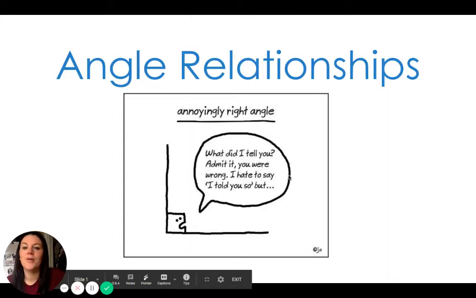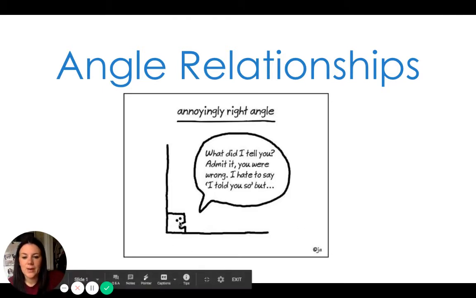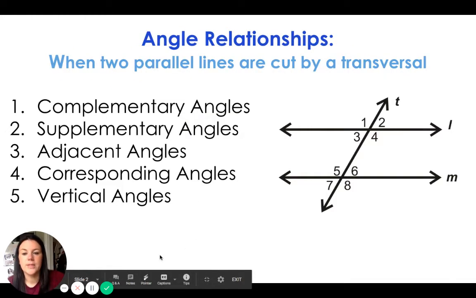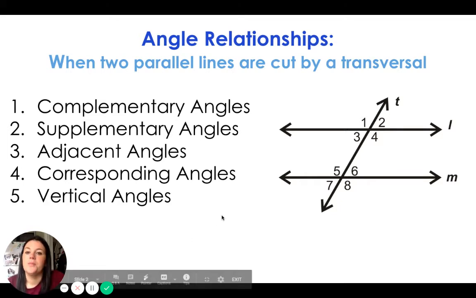Okay, so angle relationships. So I made this slideshow for you. Here's a little cartoon about a right angle. Okay, so the angle relationships that I need you to know at this time, there are 5 of them. These angle relationships appear when you have two parallel lines that are cut by a transversal.